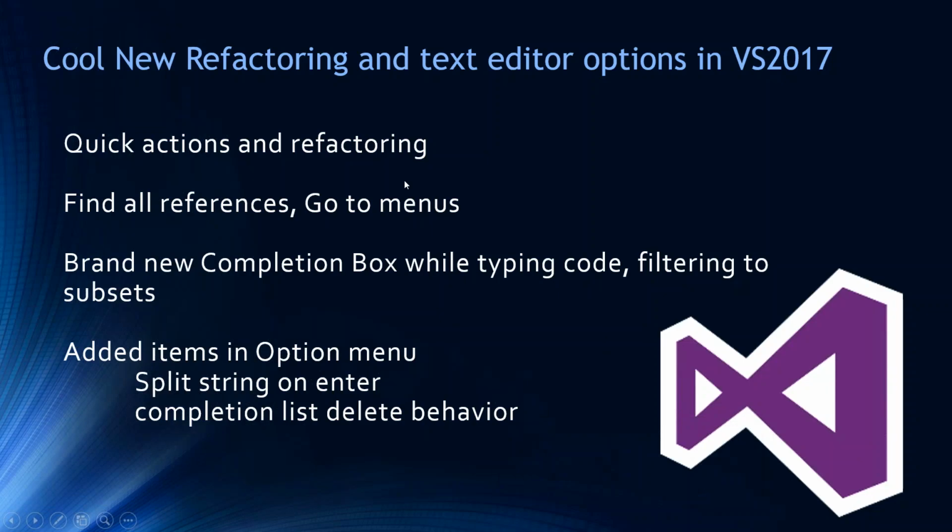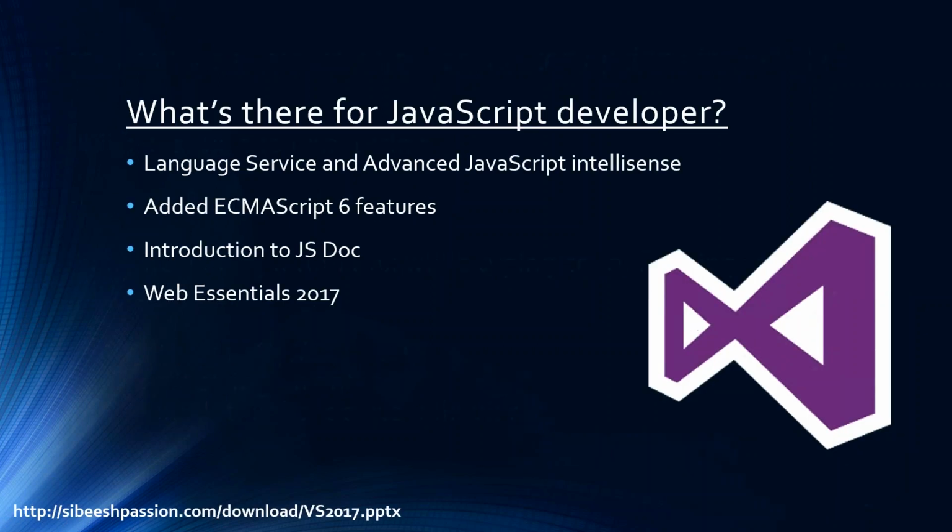That is the go-to. So in the cool new refactoring and text editor options, we have seen quick action and refactoring, find all references, go-to menus, brand new completion box while typing code, filtering to subsets, added items in the option menu, completion list, delete behavior and all. We have already seen that. Now we are just going to see what is there for a JavaScript developer. Like in VS 2017, there are pretty much new features available for JavaScript developers.